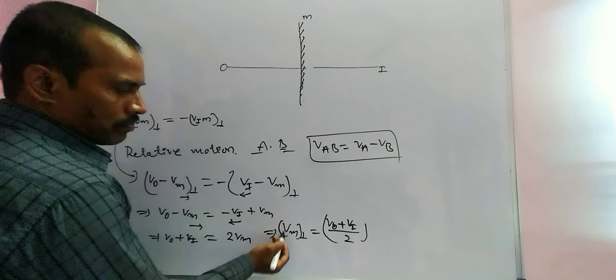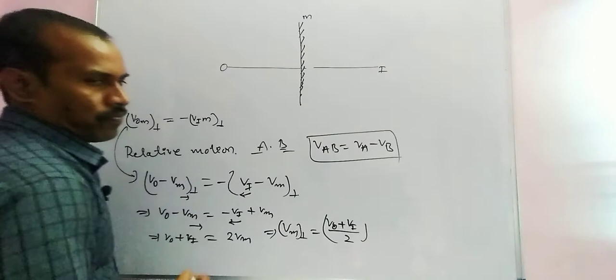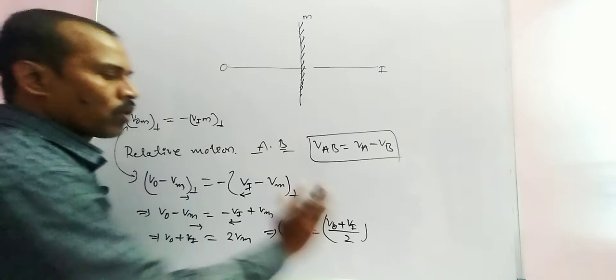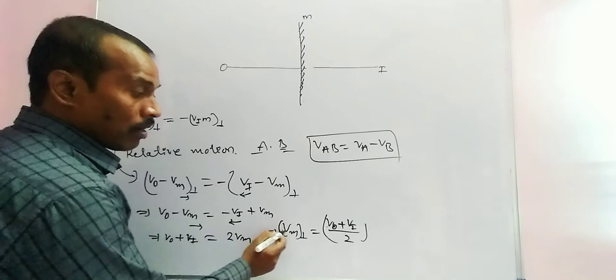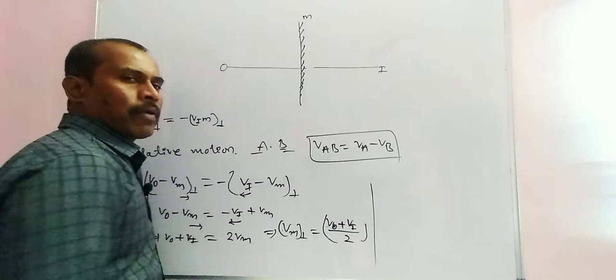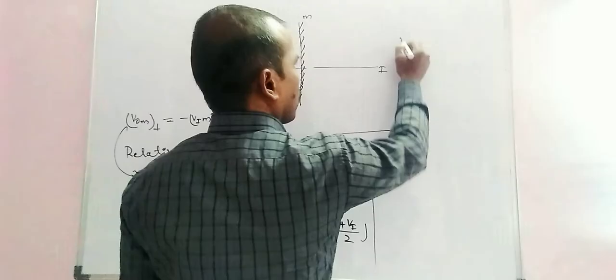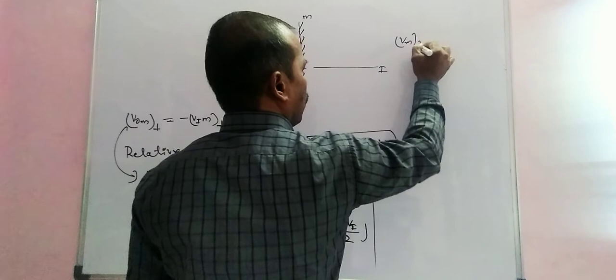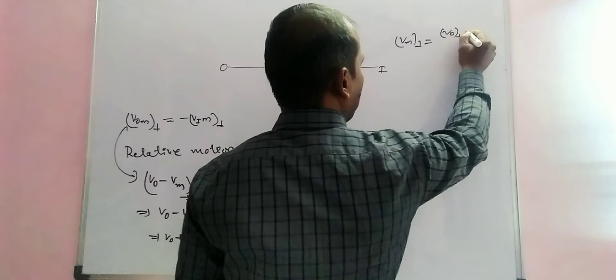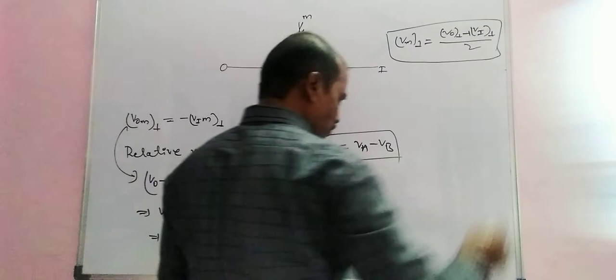Here, VM, VO, VI: velocity of the image with respect to ground, velocity of the object with respect to ground, and velocity of the mirror with respect to ground. All these are perpendicular components. So the final formula is VM perpendicular equals (VO perpendicular plus VI perpendicular) by 2. This is the relation between velocity of mirror, velocity of object, and velocity of image.